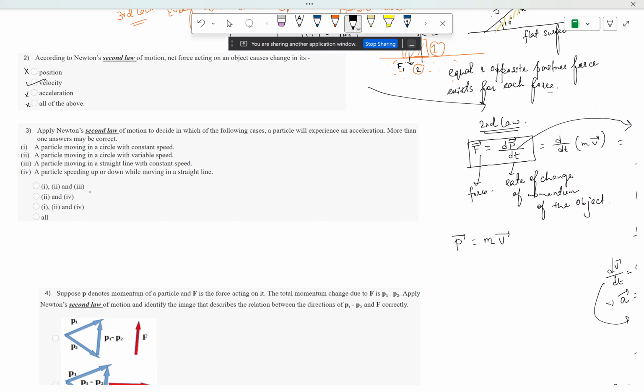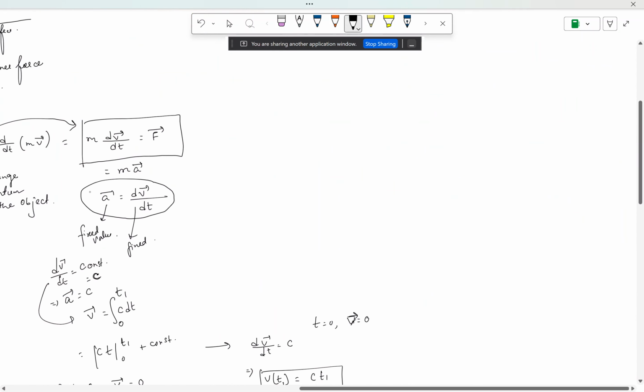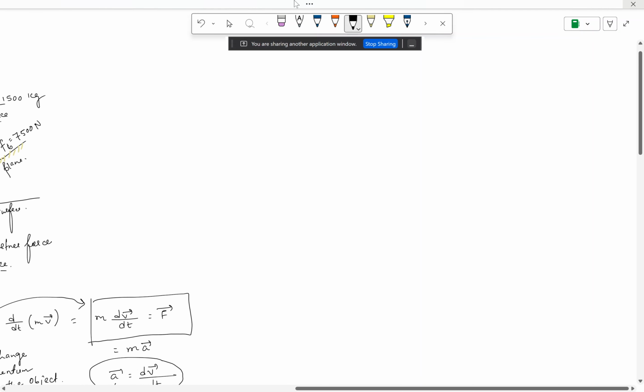Okay, so first of all, let me give you the idea of what they mean when they say the particle will experience an acceleration. Do you understand what they mean by the particle experiencing an acceleration? What does acceleration mean, or how does the particle feel acceleration? If you just go by the scientific terminology, acceleration is basically a vector. Let me write it down.